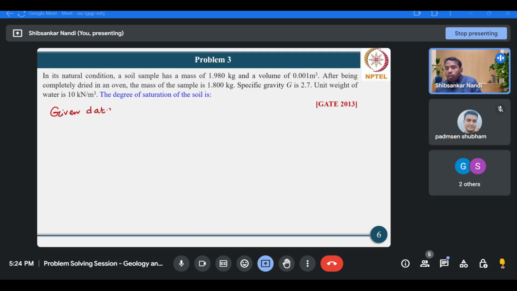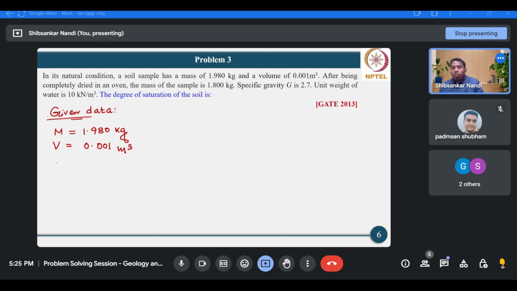So first of all, the volume and mass of the soil sample in its natural condition are given. Okay, so we'll use the mass of the soil, designated by M. It's given as 1.980 kg. Then the volume corresponding to the natural condition is given as 0.001 meter cube. Then when the soil is completely dried in an oven, the mass of the sample.